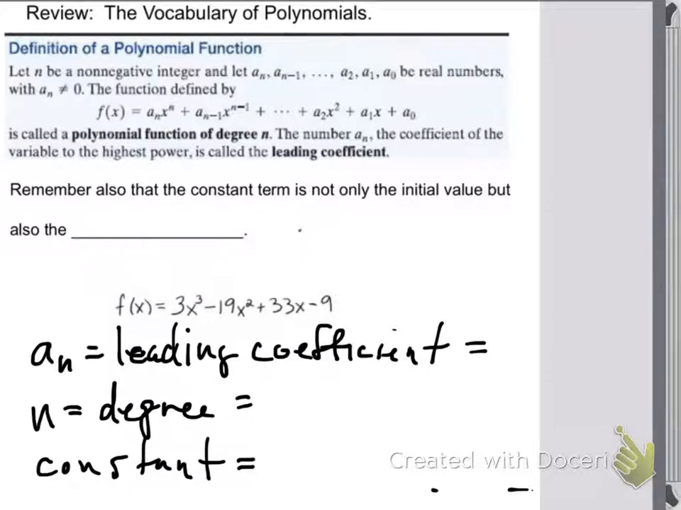Quickly filling in this guided note here at the end, you want to remember also that the constant term is not only the initial value, but also the y-intercept.